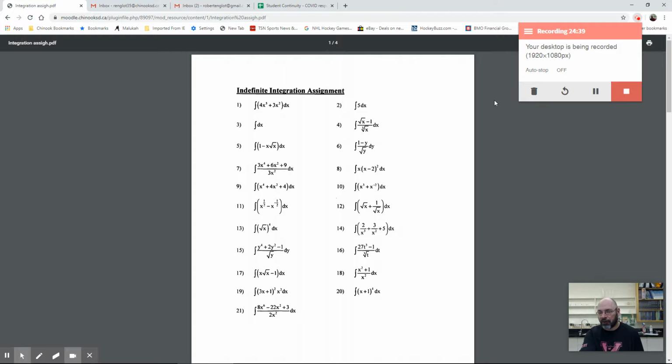And then tomorrow we're going to get into some more complex integration stuff when we start using something called the substitution rule. All right, so good luck with that.